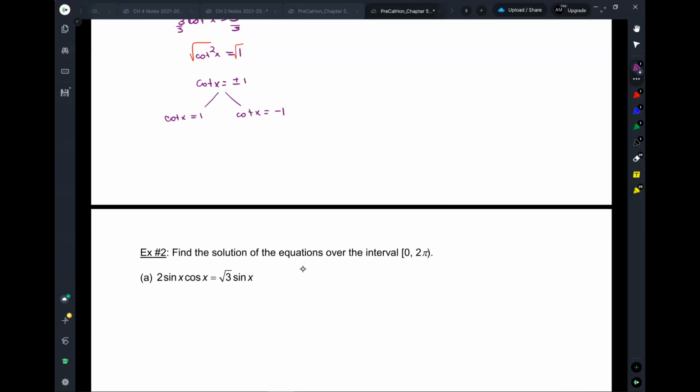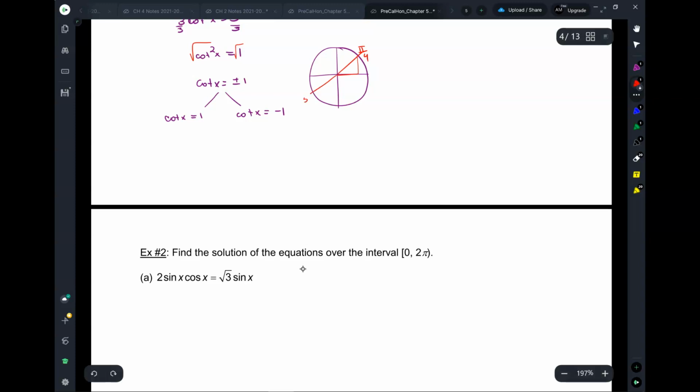Okay? So now, on the unit circle, for what angle is cotangent equal to 1? Well, at pi over 4, remember cotangent is the x over the y, right? So you want the triangle where those 2 legs are equal. So that's the pi over 4. Where else is cotangent equal to positive 1? The third quadrant. So pi over 4, 5 pi over 4 for this one.